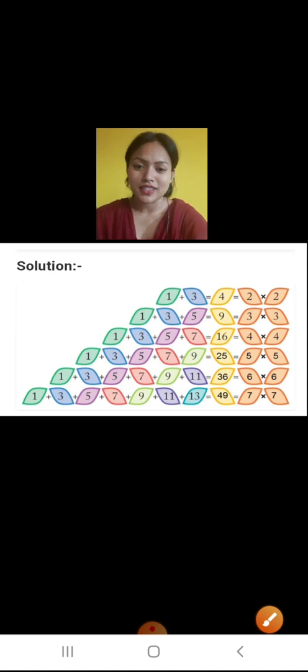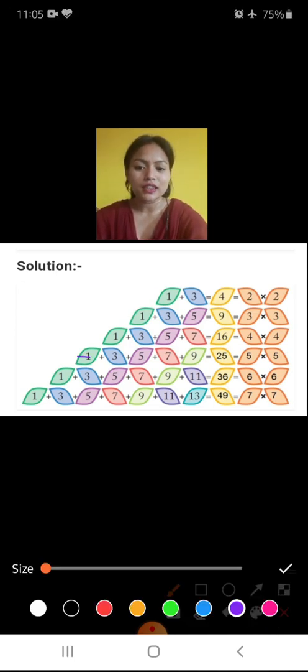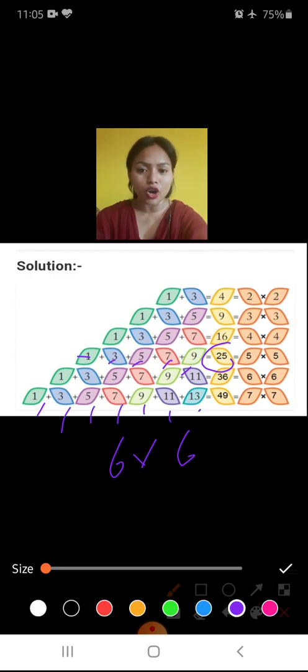Now your answer is this. Is your answer this? Okay, 1, 3, 5, 7 and 9 is equal to 25, and 25 is 5 multiplied by 5. Similarly, 1 plus 3, 5, 7, 9 plus 11 will be 36, and 36 is 6 multiplied by 6. Similarly, 1 plus 3, 5, 7, 9, 11, 13, we are taking all the odd numbers and their sum will be 49, and 7 multiplied by 7 is 49.